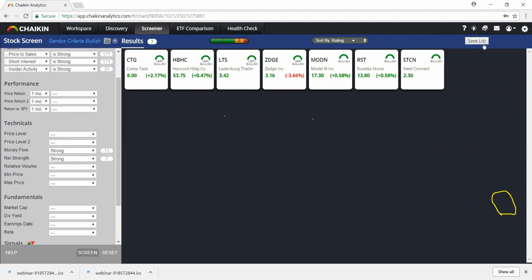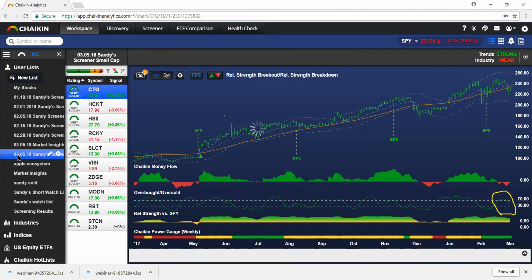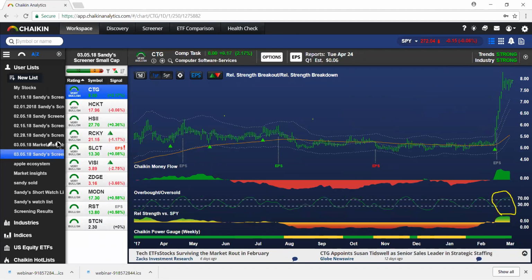So up here, save list. I'm going to hop back to where I've already saved it. Here's Sandy's list, 3518. I did this yesterday. And here again, I've got these 7 stocks. So now I can scroll through these and pick up any ideas that might be advantageous.